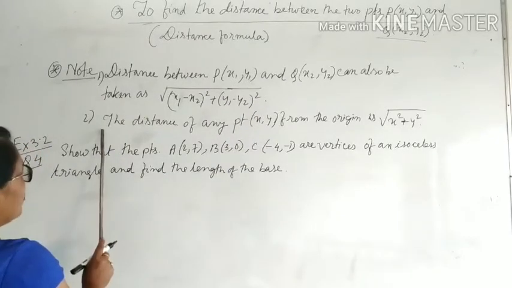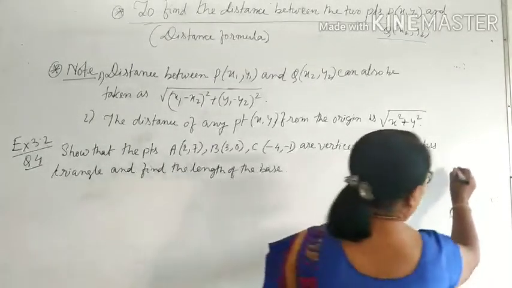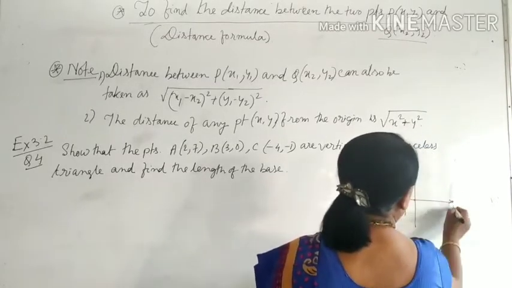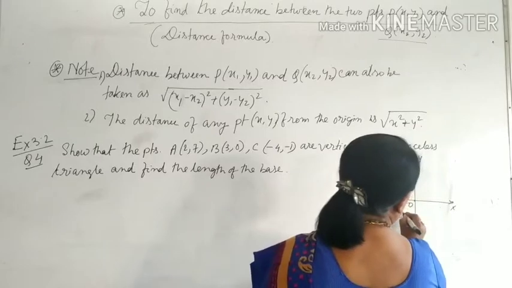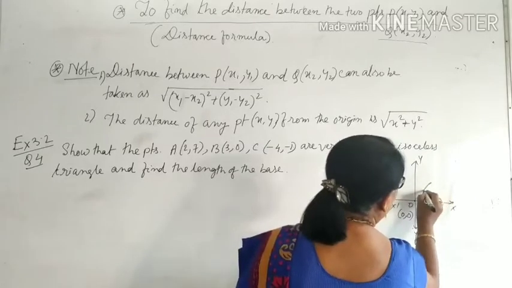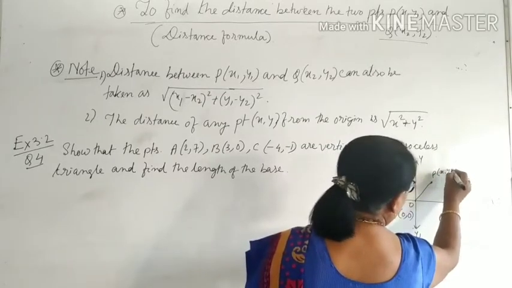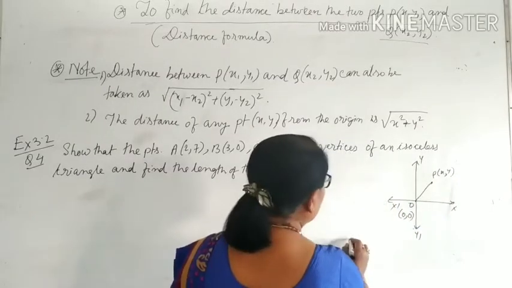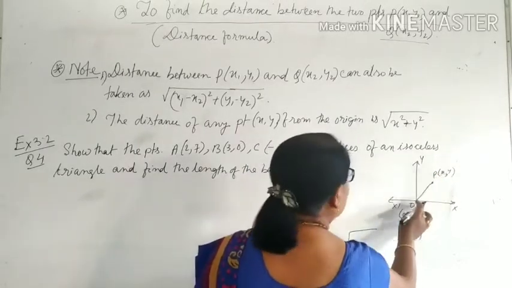Note number 2: the distance of any point (x, y) from the origin. The origin is the point with coordinates (0, 0). So the distance between the point (x, y) and the origin (0, 0) is the square root of x minus 0 whole square plus y minus 0 whole square.